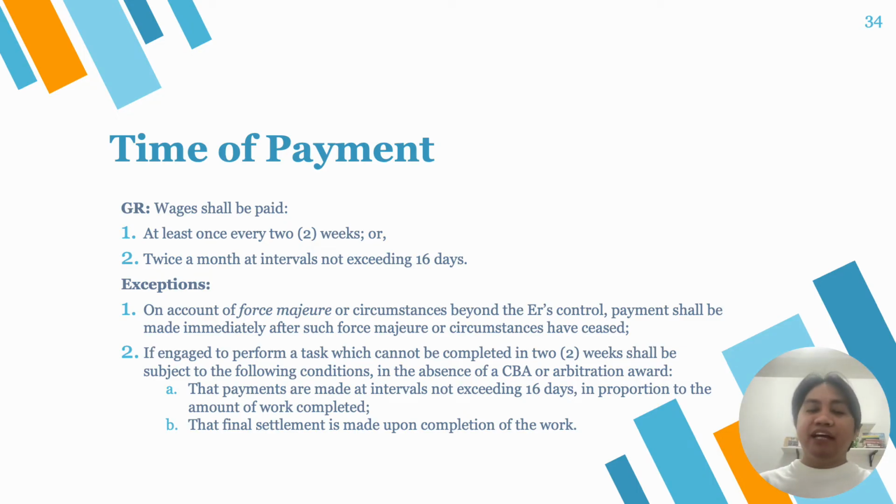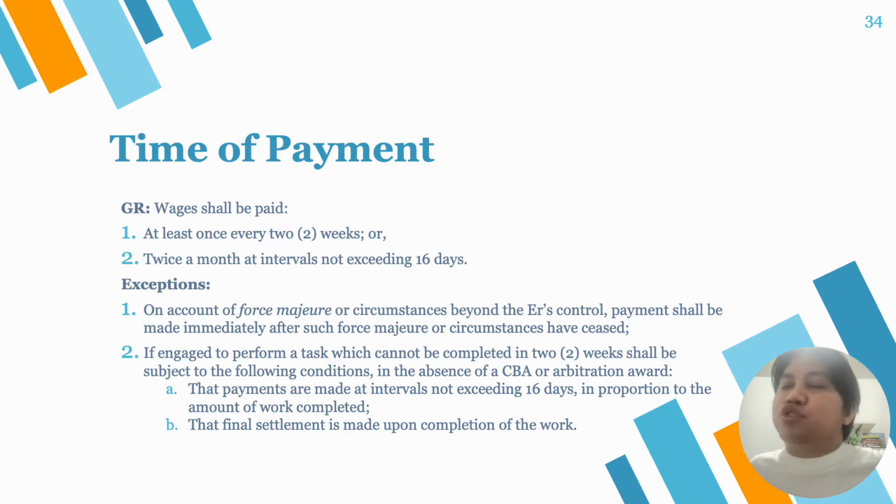And second, if engaged to perform a task which cannot be completed in 2 weeks, payment shall be subject to the following conditions in the absence of a collective bargaining agreement or arbitration award. First is that the payments are made at intervals not exceeding 16 days in proportion to the amount of work completed, and that the final settlement is made upon completion of work.